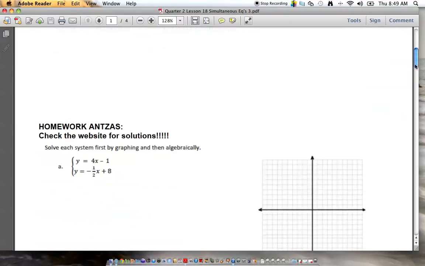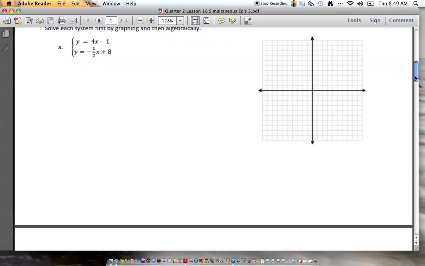Now, solve the system of equations graphically and then algebraically. So, solve this graphically first, then when you're done, solve it algebraically, and see that your answers match. By the way, this is a great question to do using substitution and not elimination, okay? Go ahead.